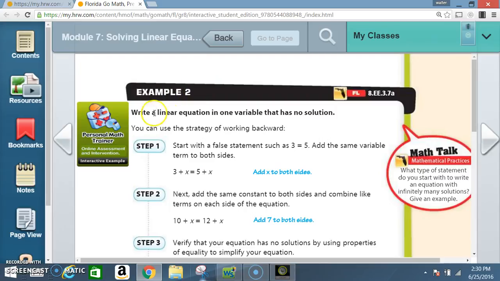Example 2, write a linear equation in one variable that has no solution. So here we want you to write your own equation. Write your own equation that has no solution.